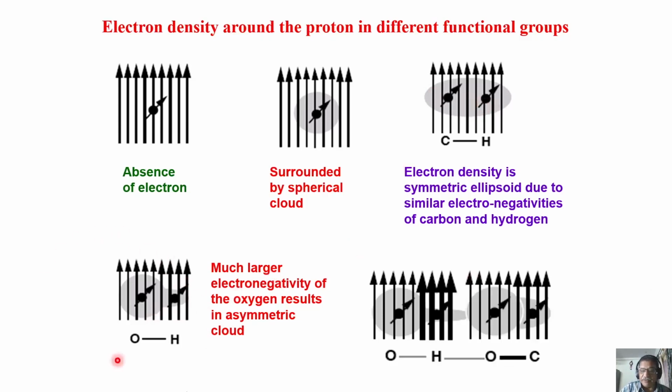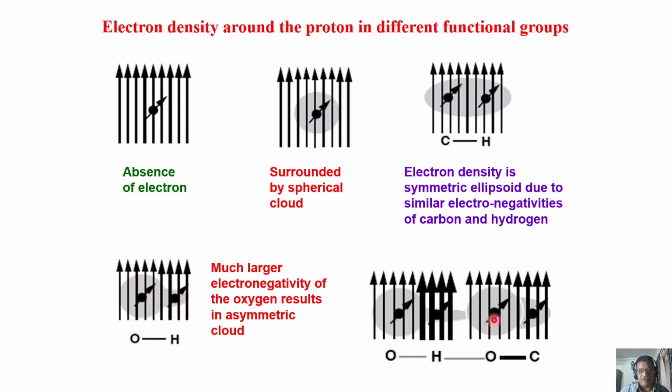Whereas, now come back to this one. OH. Oxygen is attached to hydrogen. Now, oxygen is more electronegative. You all know that. Oxygen is an electronegative atom. Because of this, the charge distribution is not symmetric like a spherical circle or a symmetric ellipse. It has a different shape. The charge density is more at the site of the oxygen, which is electronegative, and less here; the oxygen pulls the electron of the hydrogen towards it.